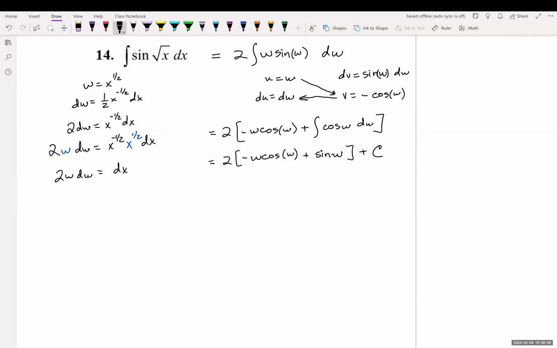So now we've got to bring back our x to the 1/2. So we have negative 2. Instead of w, I have x to the 1/2. I'll just go ahead and write root x, cosine of root x. And then again, distributing that 2 here, we get plus 2 sine root x plus c.